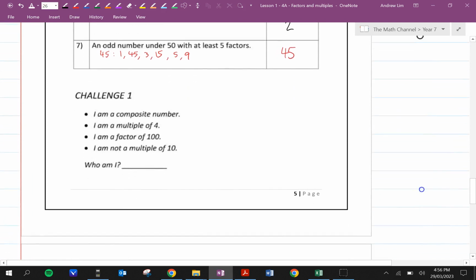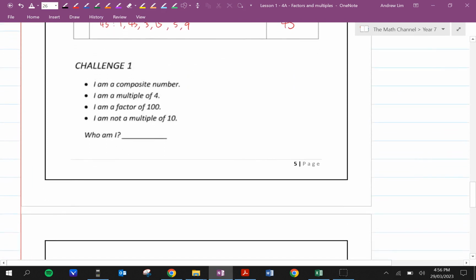Alright, let's try this challenge. I am a composite number. I am a multiple of 4. I am a factor of 100. I am not a multiple of 10. Who am I? Have a go.